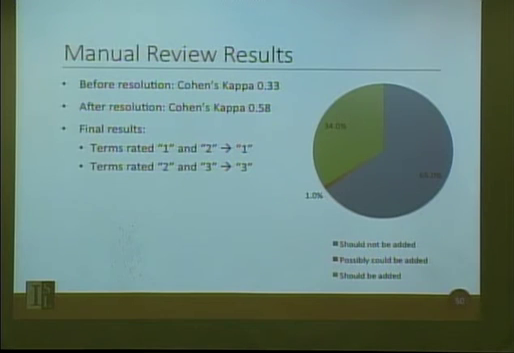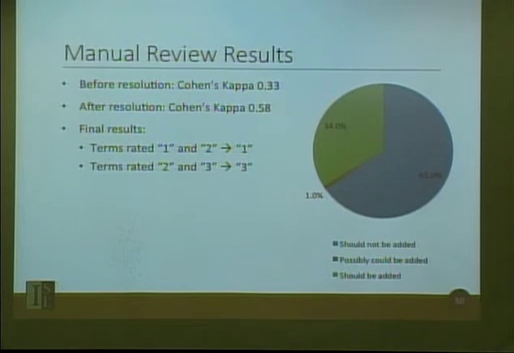And after we resolve the conflicts, our kappa becomes much higher. It's near substantial agreement, 0.58. And this is the final result, because we want to categorize 2, right? If one person says this term should be included, another person says this term may possibly be included, we consider this term to be should be included. In another way, if a term is rated 2 and 3, like one says it could be included, another one says it should be included, we just map it to 3.